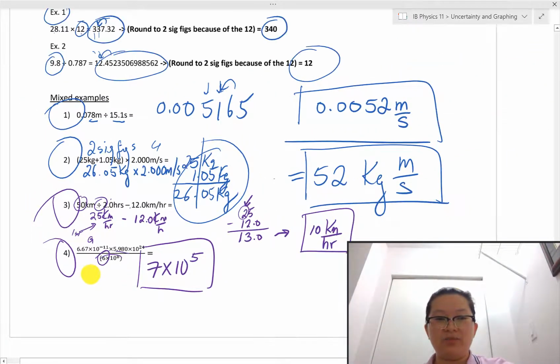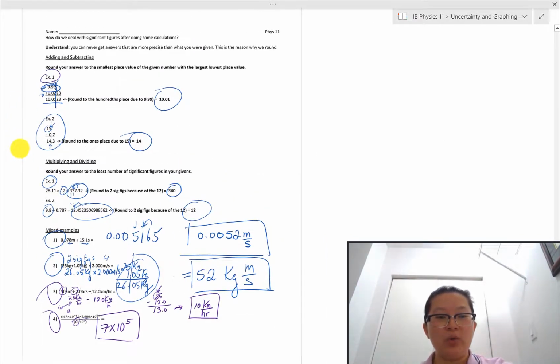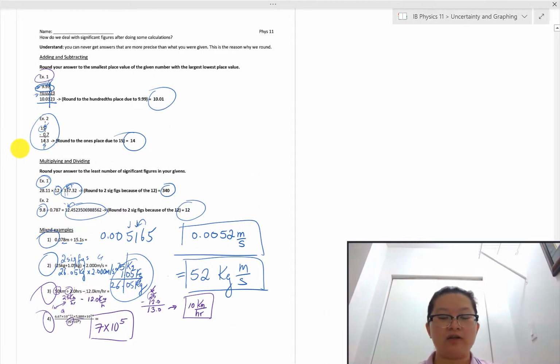Okay, so there we go. That is adding and subtracting, multiplying, and dividing with significant figures. Hopefully you'll get used to it over time, and hopefully you'll be able to apply this to your practice problems.